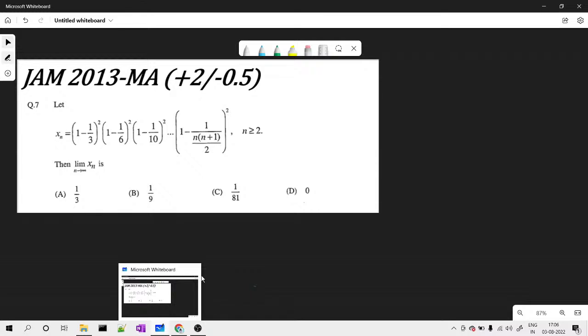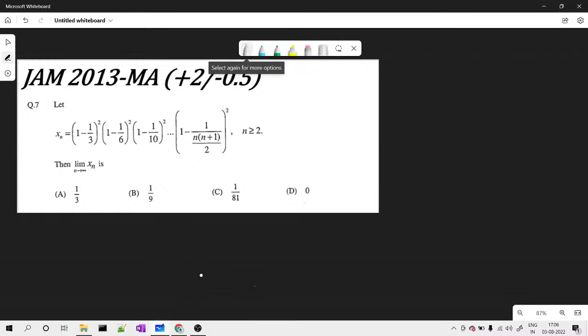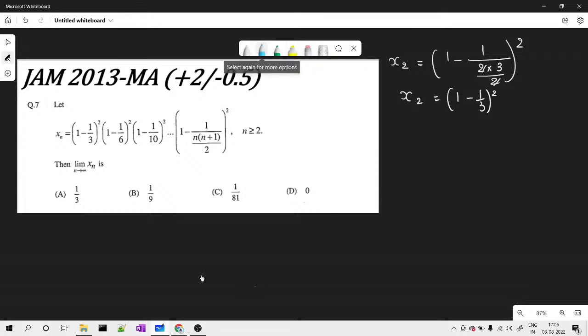Before finding the limit, let us try to understand how this sequence works. They have given n is greater than or equal to 2, so I will start from 2. What is x2? The given sequence will go till n is 2. So in place of n, I'll write 2. It is 1 minus 1 by (2 plus 1, which is 3, divided by 2) the whole square. So 2 cancels, and my x2 is nothing but 1 minus 1 by 3 the whole square. That means x2 is the first term inside this.